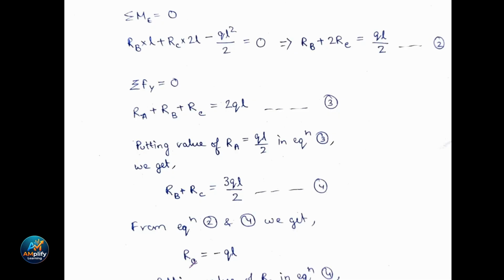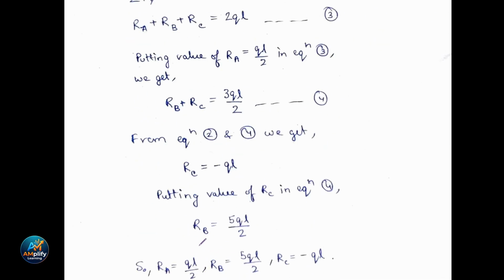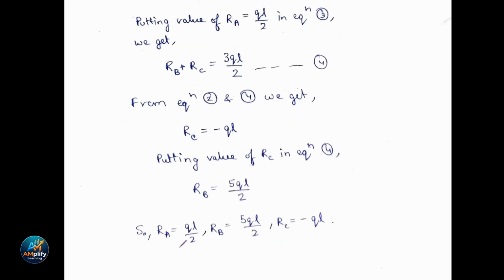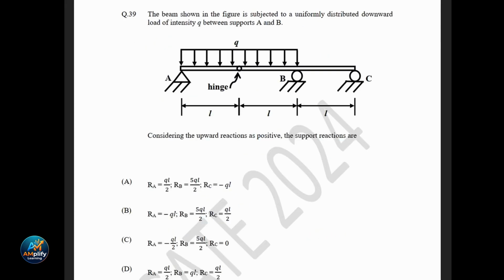Okay, so from that we get RC is equal to minus QL and RB equal to 5QL by 2. So the solution is RA equal to QL by 2, RB equal to 5QL by 2 and RC equal to minus QL. So the correct option is option A.